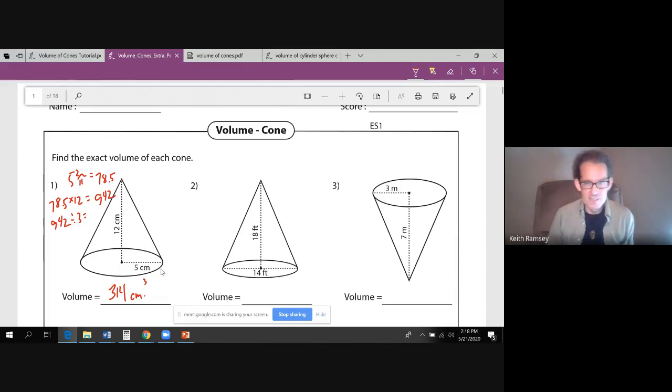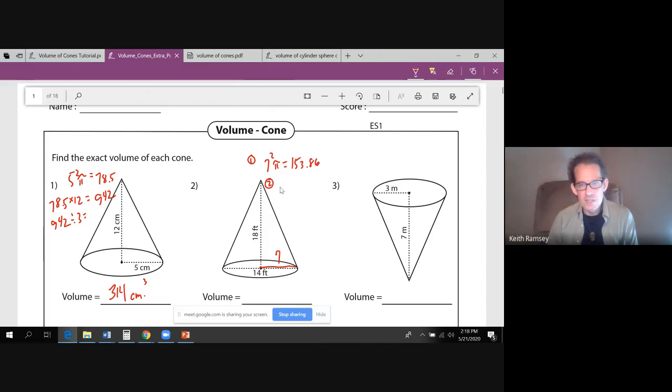Okay, I think that should be enough time for 2 and 3. Let's take a look at what our radius would be for a diameter of 14. Half of 14 should be a radius of 7. So step 1 is pi r squared. So I have 7 squared times pi. So 7 times 7 is 49 times 3.14 is 153.86. That's step 1 for volume of a cone.